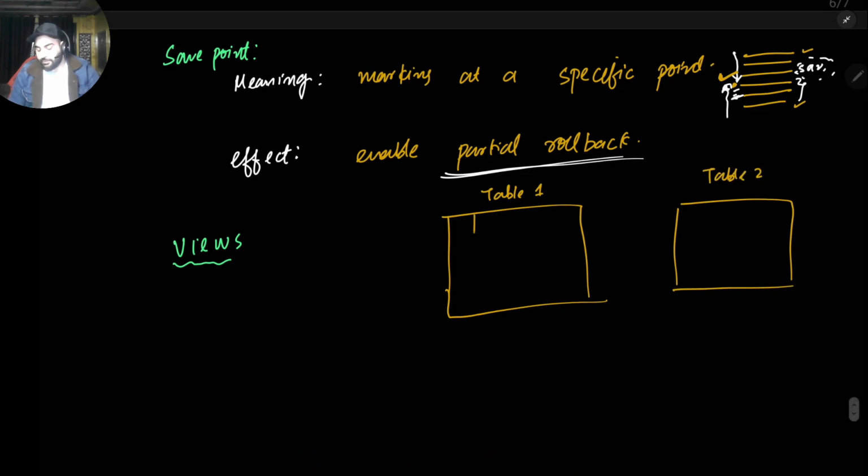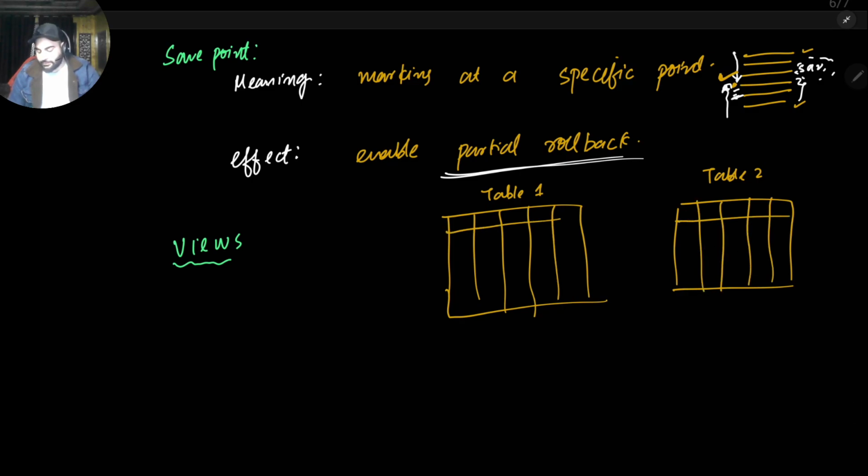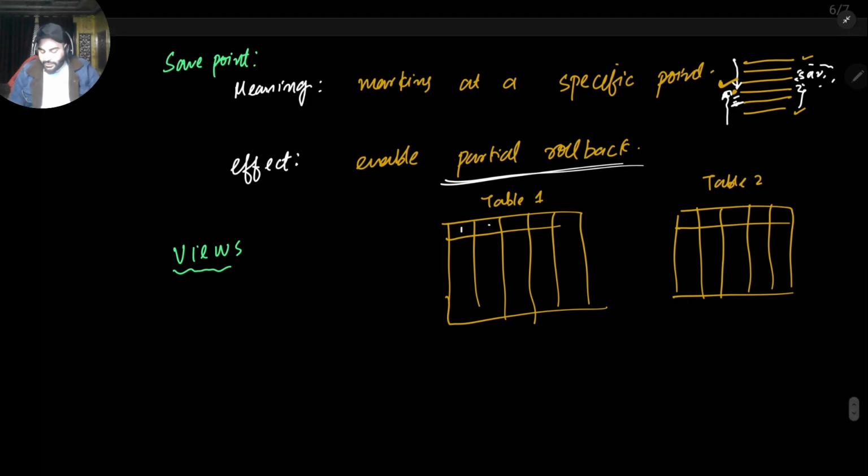This is table 1. This is table 2. Let's suppose the attributes in here are 1, 2, 3, 4 and 5, and the attributes here are A, B, C, D and E. Sometimes you want to query something. You want to get out of maybe these 2 columns and maybe these 3 columns together.